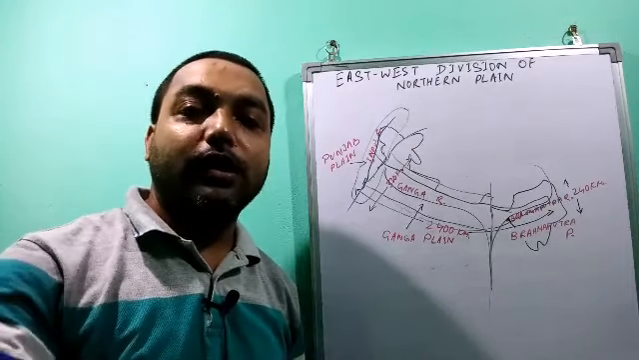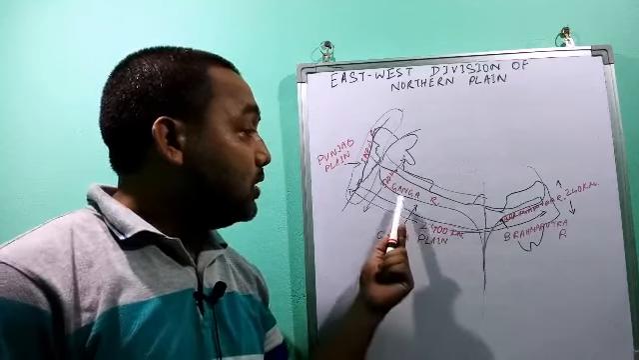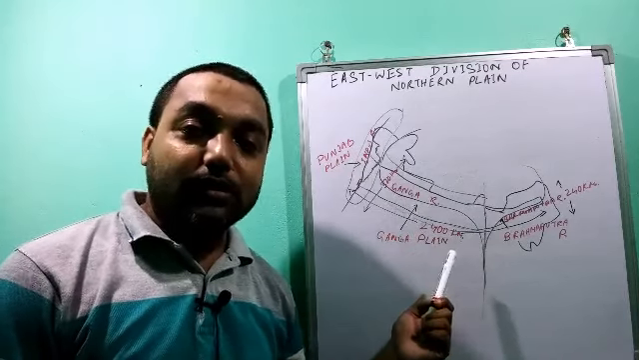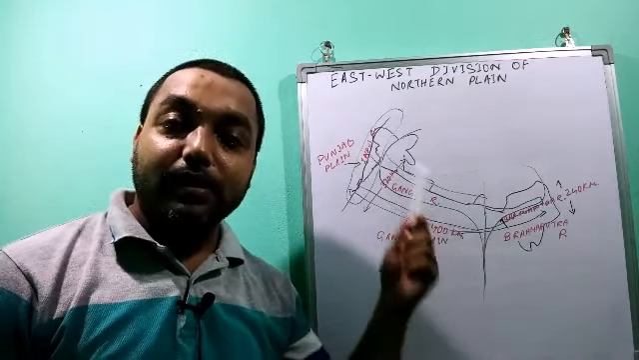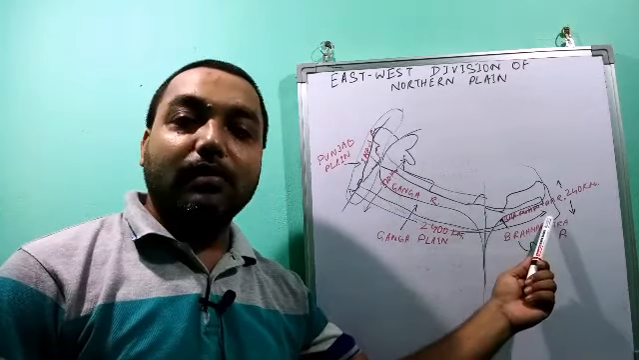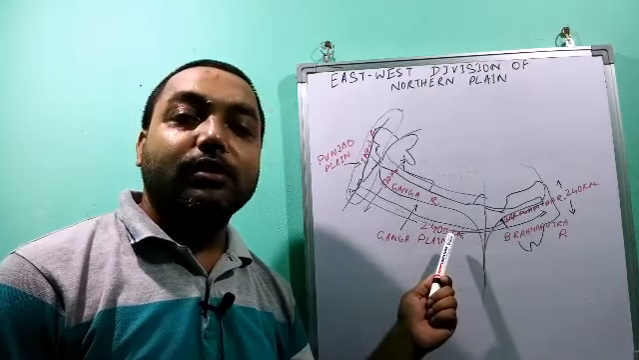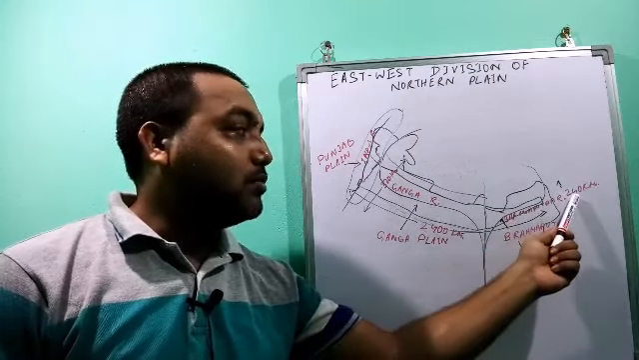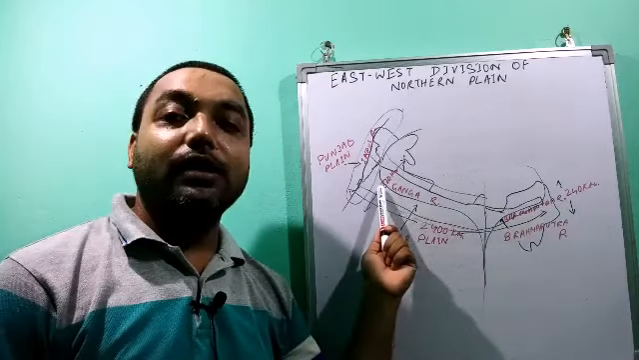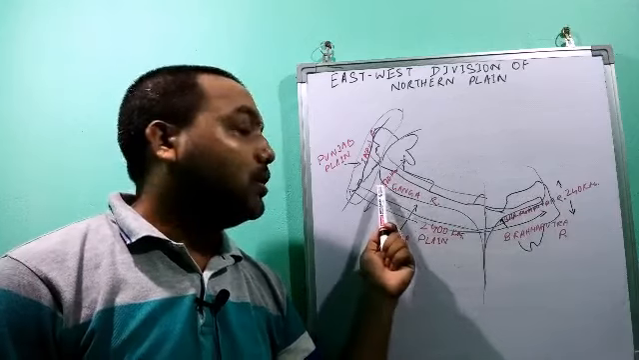So let us move to the next topic, that is east-west division of Himalayan plain. The total length of the northern plain from Brahmaputra plain to the Punjab plain is 2400 kilometers, and its width varies from 240 kilometers to 320 kilometers. Somewhere it is 240 kilometers and somewhere it is 320 kilometers.